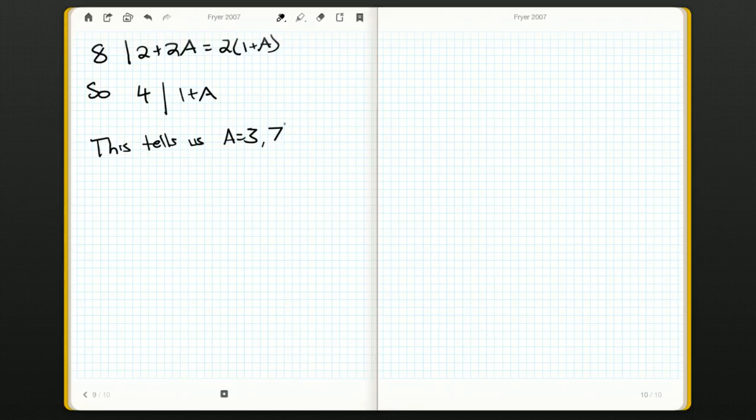That's no good. 5 gives us 6. That's equally bad. 6 plus 1 is 7. That's not a multiple of 4. 7 plus 1 is 8. That is a multiple of 4. 8 plus 1 is 9. No good. 9 plus 1 is 10. That's no good. And A can only be between 0 and 9. So A is 3 or 7.